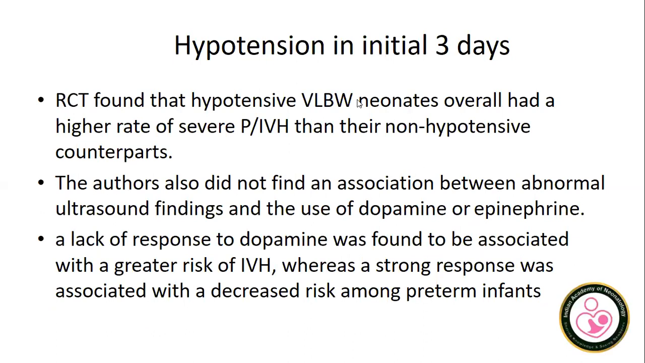So, hypotension in the initial 3 days. The RCT found that hypotensive, very low birth weight neonates overall had more severe IVH or pulmonary hemorrhage compared to their non-hypotensive counterparts. So this highlights the importance of identifying hypotensive babies for prevention of intraventricular hemorrhage.